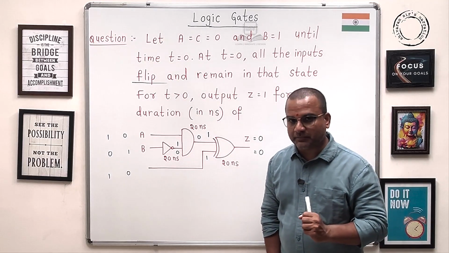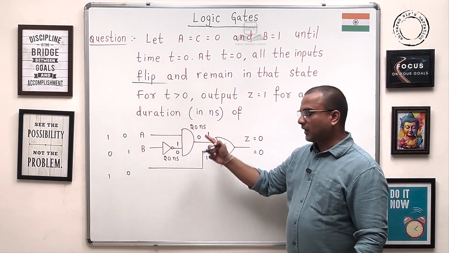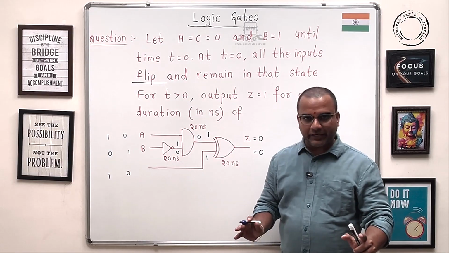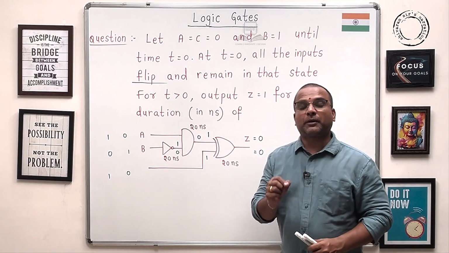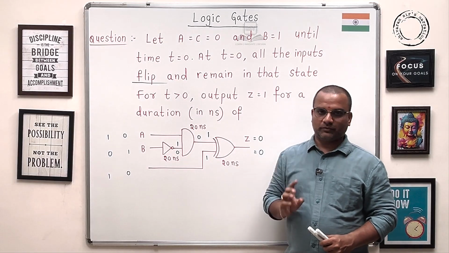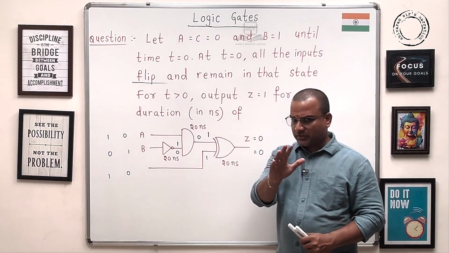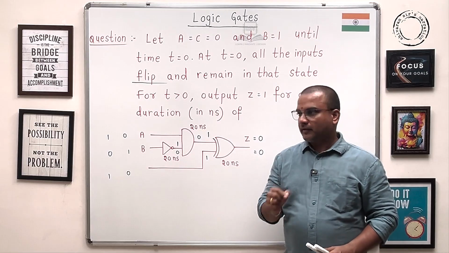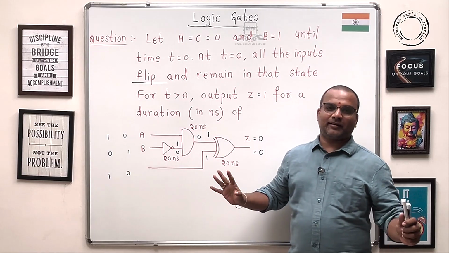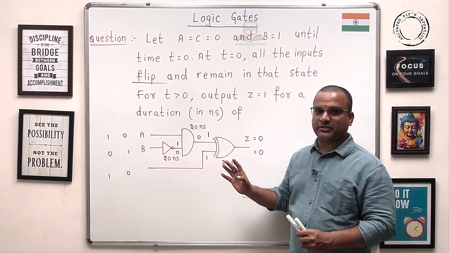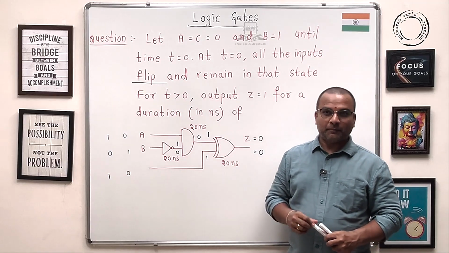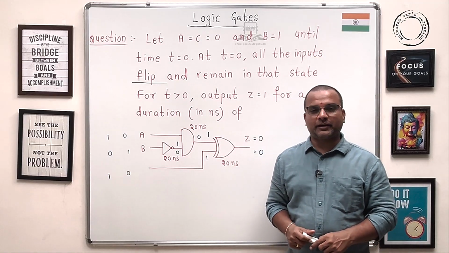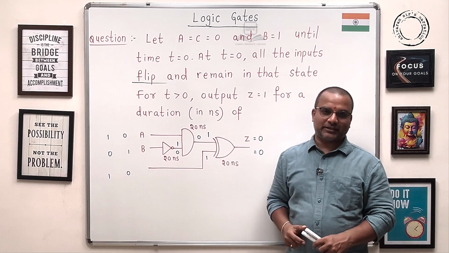But when is that possible? When the logic gates are ideal. That means the propagation delay is 0. In such a case, the output will be 0 only. But in this given design, the logic gates are non-ideal. They have some propagation delay. So for better understanding, we are entering into a graphical representation.